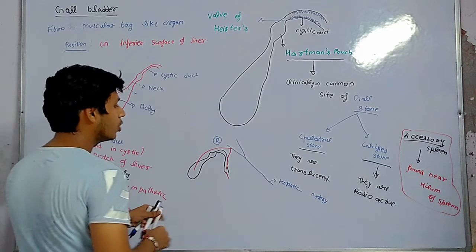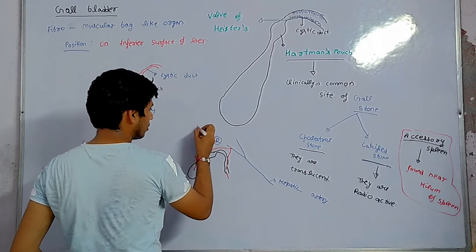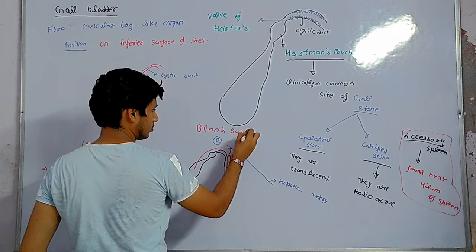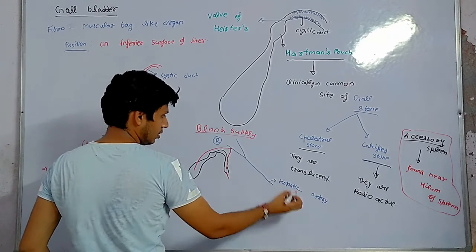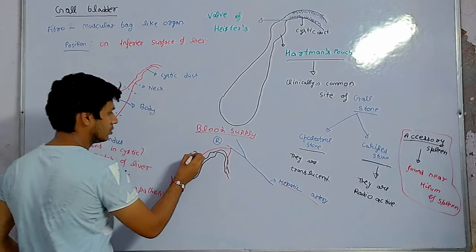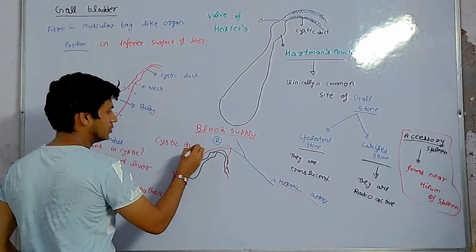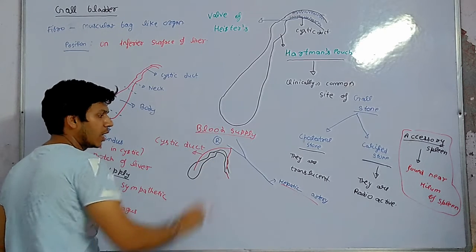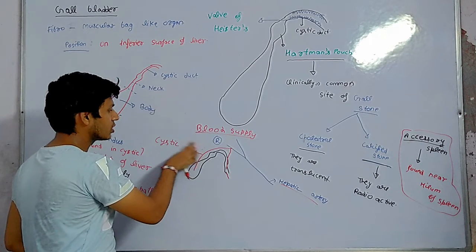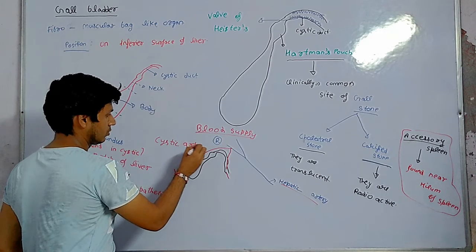And another branch, this is the blood supply. Arterial supply comes from the right hepatic artery to the cystic duct. Another branch for the cystic duct from the right hepatic artery is the cystic artery. Done.